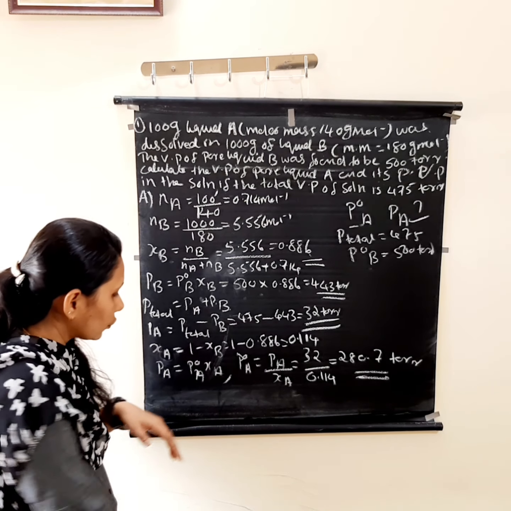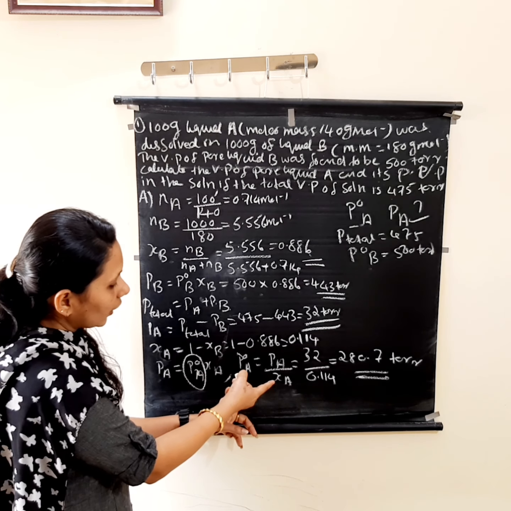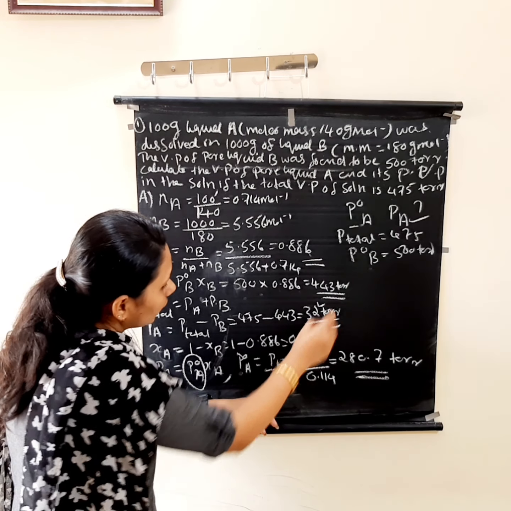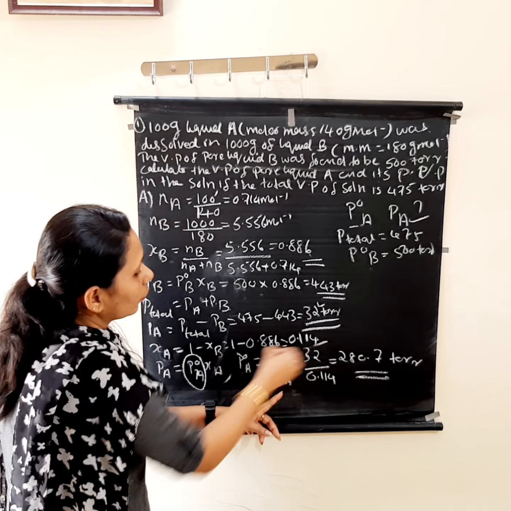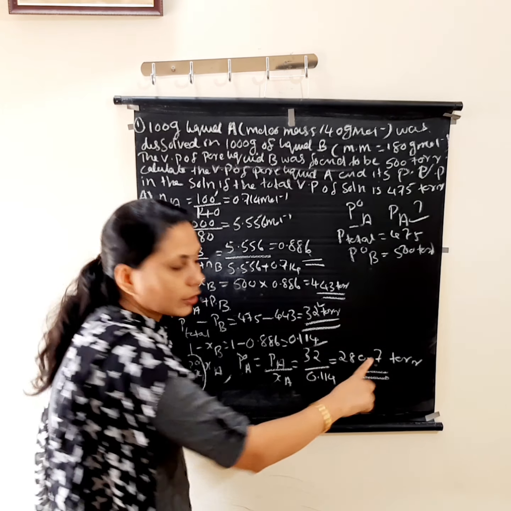In this, what we have to calculate? P0A. So P0A equal to PA divided by XA. PA we calculated 32, divided by XA we calculated 0.114. That is equal to 280.7 torr.